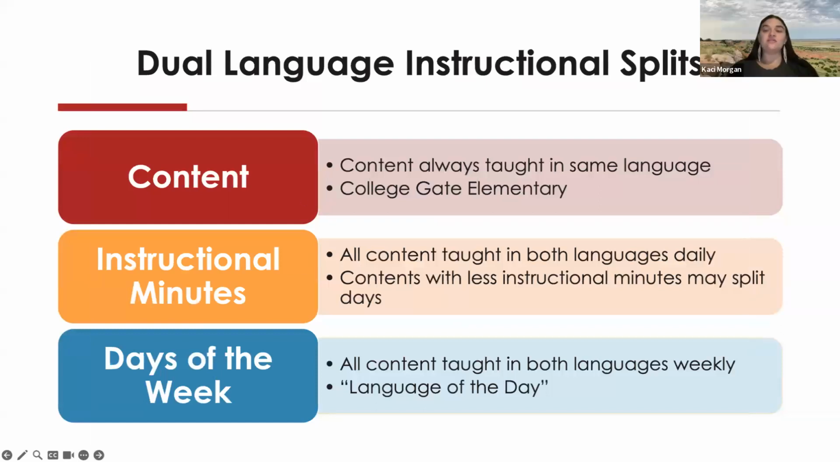Okay, so like I said, there are several different ways that you can achieve or create this 50-50 split. So here are some examples of some dual language instructional splits. As seen with the example, some programs create that 50-50 split each day based on contents. And so in this type of split, specific contents would be taught in one language, while the remaining contents are taught in the other language.